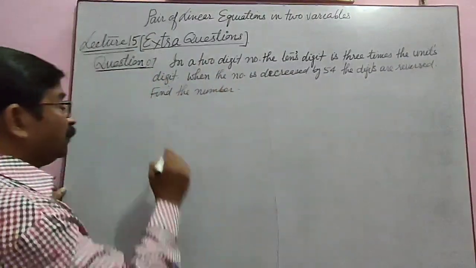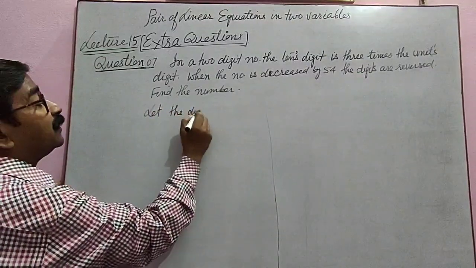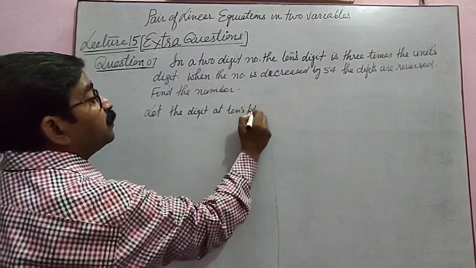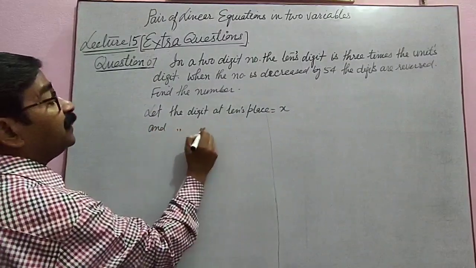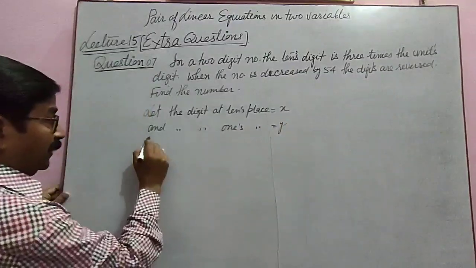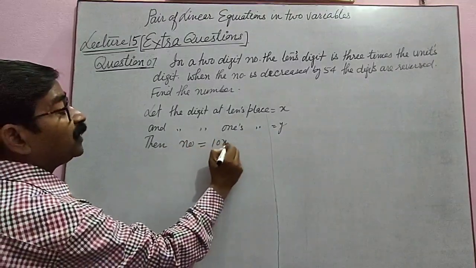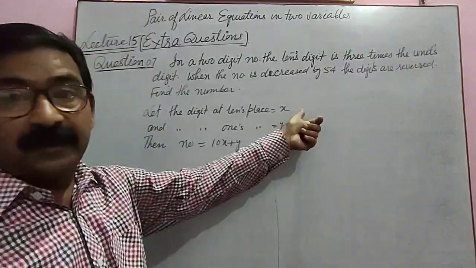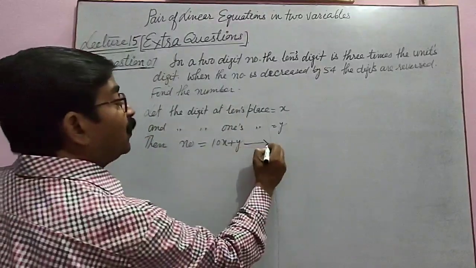So we have 2-digit numbers. So let the digit at tens place be equal to x and the digit at ones place be equal to y. Then the number is equal to 10x plus y. We have done this kind of question. The digit at tens place, its place value is 10x, and plus y. This is the original number.